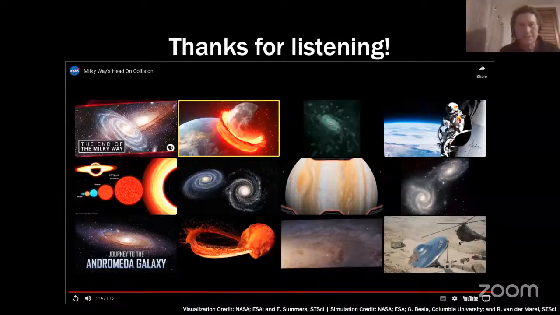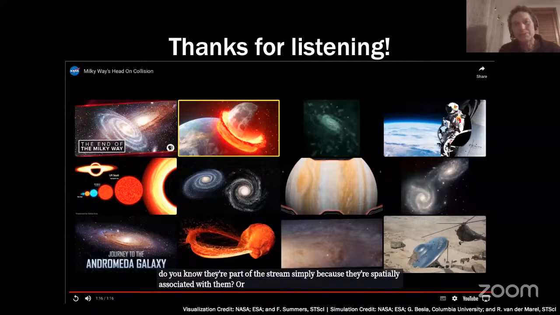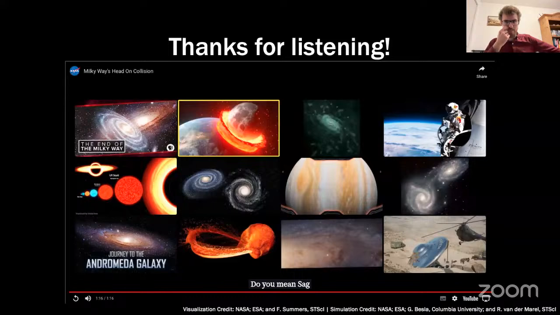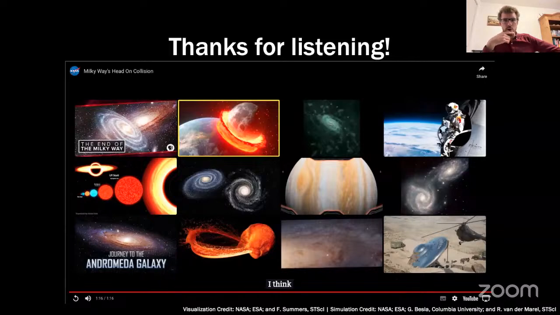Can I ask a question if there's a slot? I was intrigued by the association of the globular clusters with the streams. Do you know they're part of the stream simply because they're spatially associated with them, or is there some characteristic of the stars within the globular that matches the streams, if you see what I mean? Do you mean Sagittarius in particular? Yes, the Sagittarius stream, and the others you were showing. I think it was velocities as well.